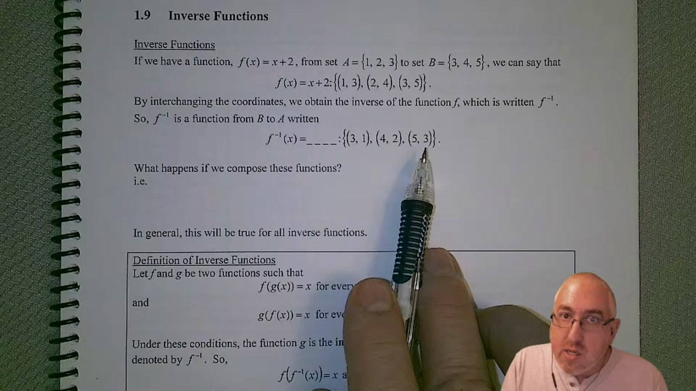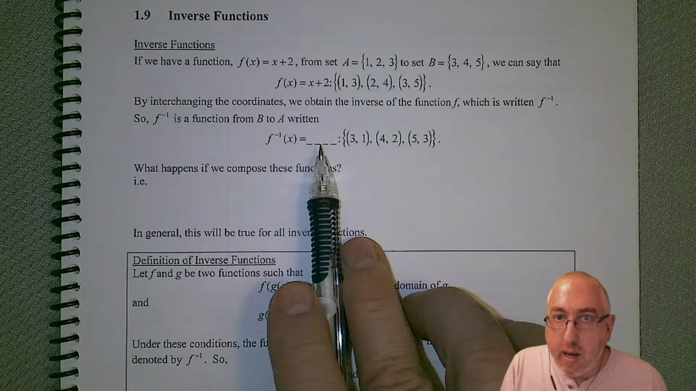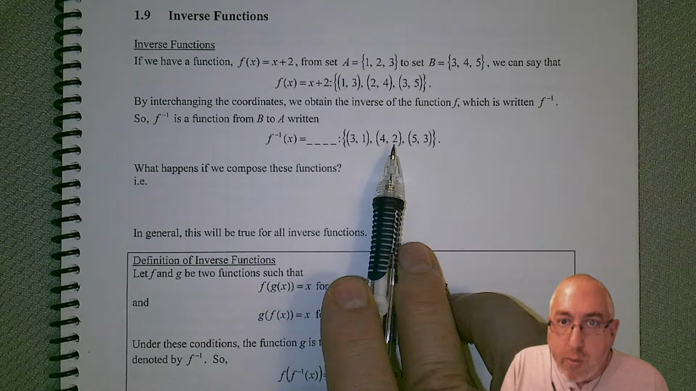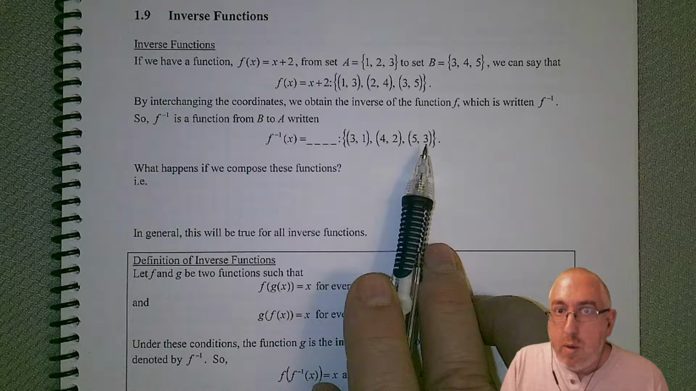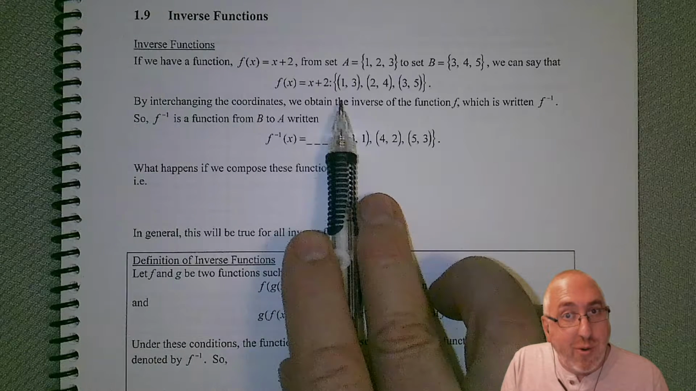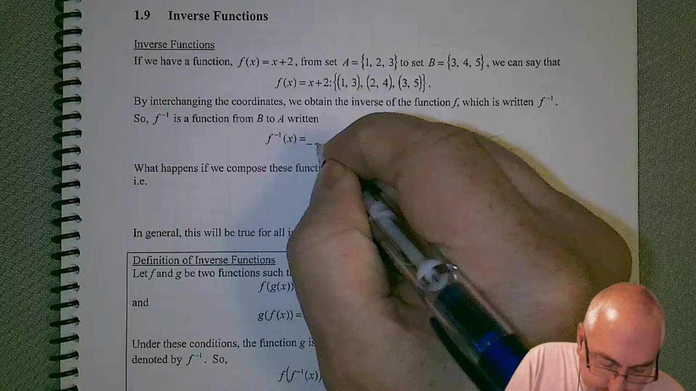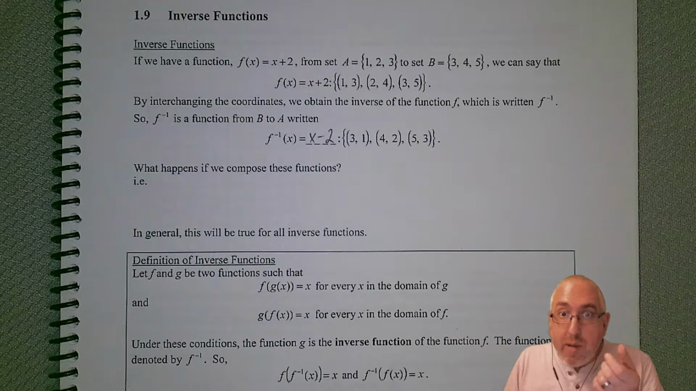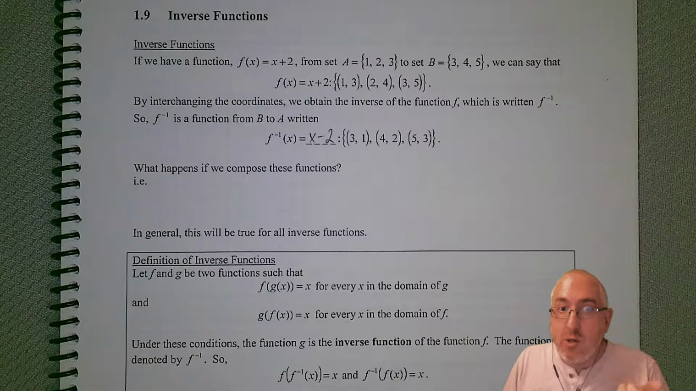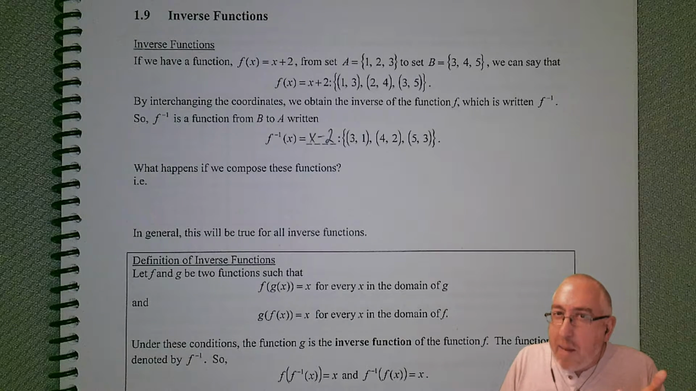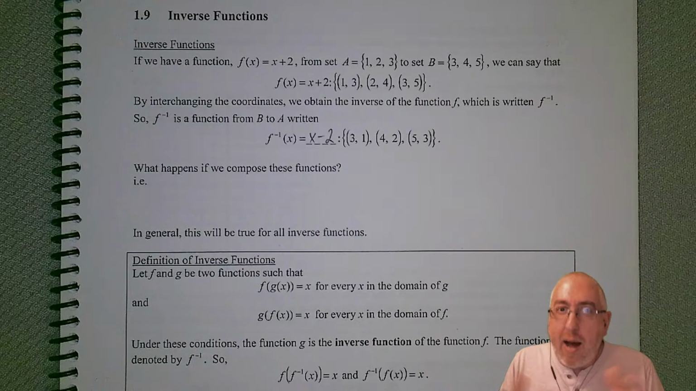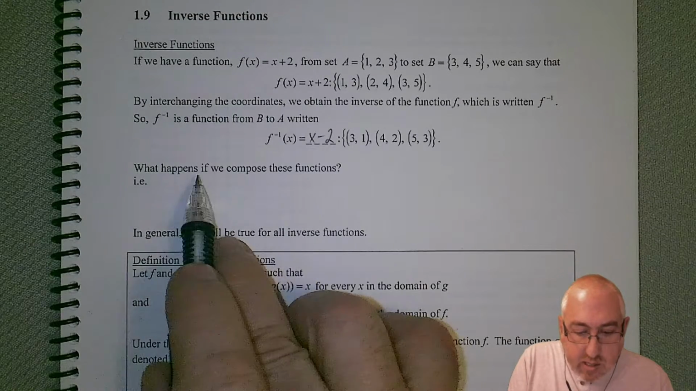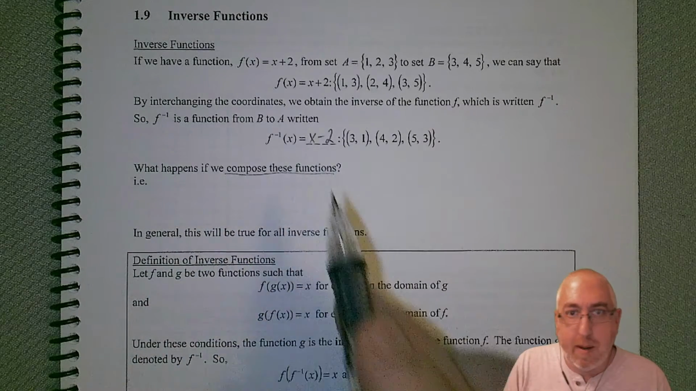But now the question is, what should the function look like? How would we get from 3 down to 1, from 4 down to 2, 5 down to 3? Well, we're not adding 2 like we did here. We are doing the opposite, and we're subtracting 2. So x minus 2 should be the inverse of x plus 2. Okay, it seems like it makes sense and it's pretty easy to grasp, but how can we show it? How can we verify that that's truly the inverse? And the question is, what happens if we compose them?